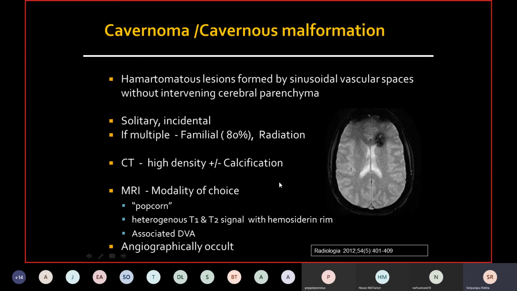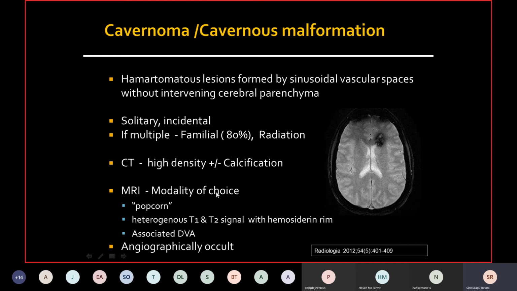So just a short note on cavernomas, because cavernomas are common incidental lesions, and I'm sure you keep getting called again and again for a radiology report mentioning a cavernoma. These are actually hematomatous lesions formed by sinusoidal vascular spaces, but there is no intervening brain parenchyma in this lesion. Mostly solitary. If there are multiple, you have to think about familial or ask for a history of radiation.